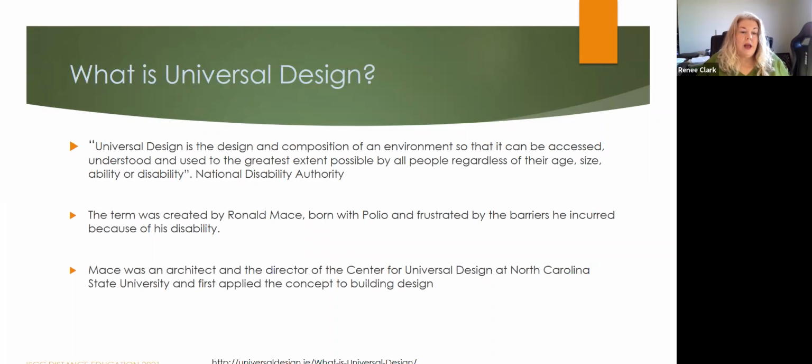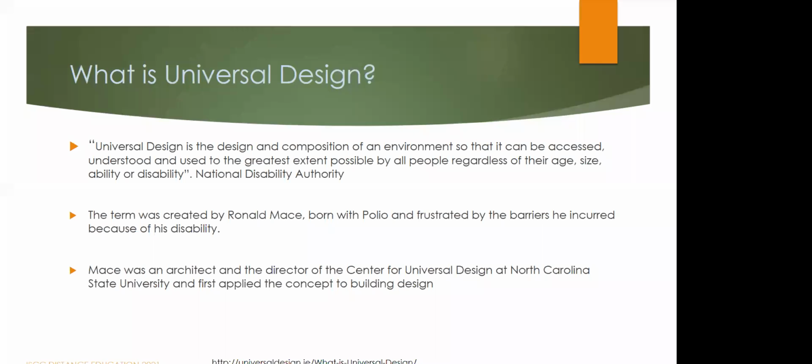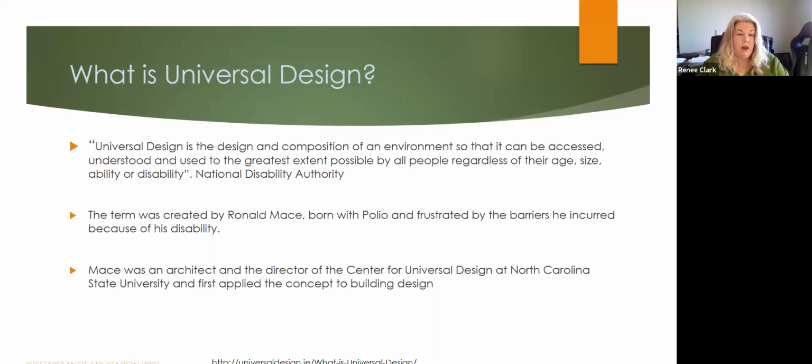The term universal design was created by Ronald Mace, and he was born with polio, and he became frustrated with a lot of the barriers, both physical and barriers to information that was presented to him, that he incurred because of his disability. So he came up with the idea of universal design and how not only buildings but all sorts of things could be accessed by more people, or by as many people as possible. Mace was an architect, and he later became the director of the Center for Universal Design at North Carolina State University. The first parts of the concept were applied mostly to building design.